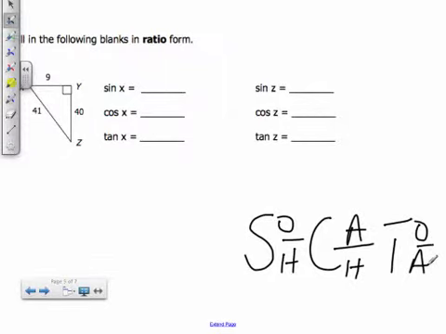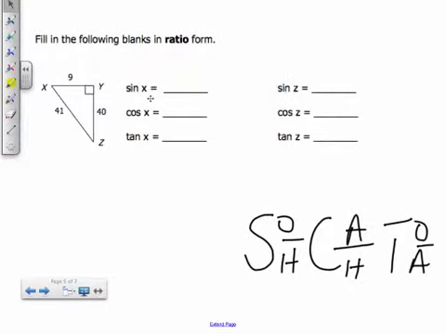Okay, so in this question, it's asking us to figure out the sine of angle x. Now, if you look at it, here is angle x. Sine is going to be opposite over hypotenuse. Now, the hypotenuse will always be 41 because it's across from the right angle. And the side that's opposite angle x is 40. So this means that the ratio would be 40 over 41. Okay, because this is the opposite over the hypotenuse.